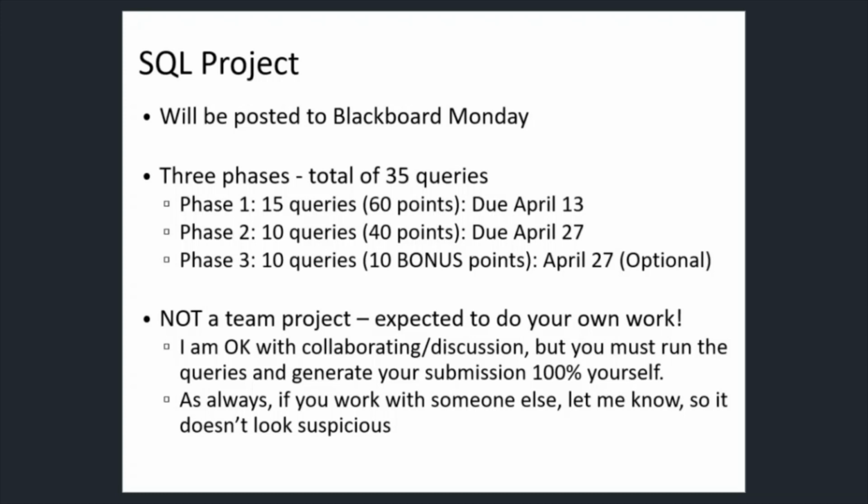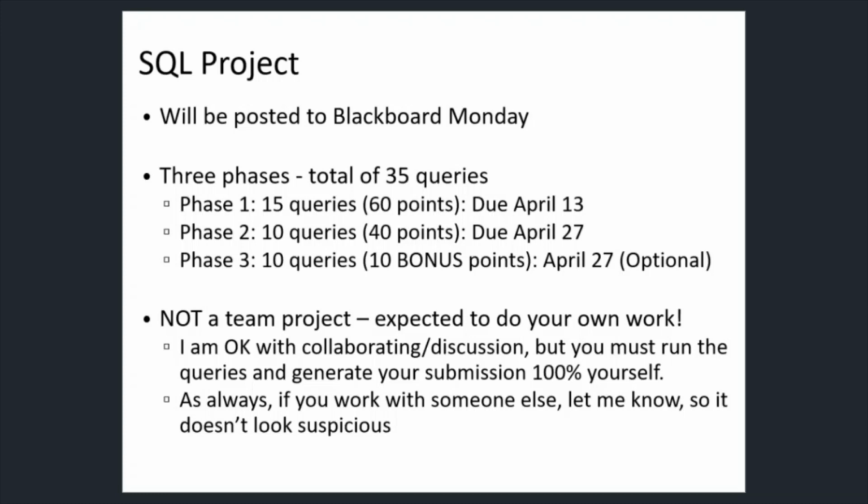Phase 1 is worth 60 points, Phase 2 is worth 40 points, and Phase 3 is worth 10 bonus points. In Phase 1, each query is worth a total of 4 points. For the extra credit, each query is worth 1 point, up to the total of 10 possible bonus points, and it is optional. Please remember that this is not a team project. You are expected to complete this on your own.